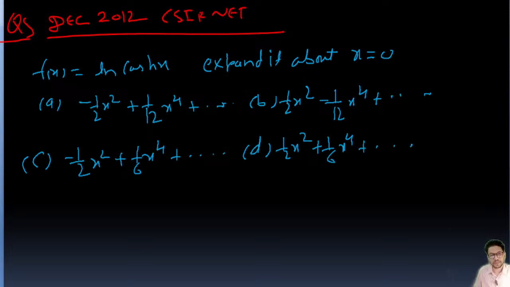Okay, so these are the options. Very good question. I'm going to solve it. So we can write, since f(x) is given, that is ln cosh x. Right. So now we will find f(a), with a equal to 0, right?